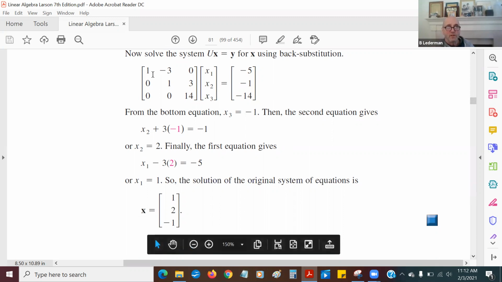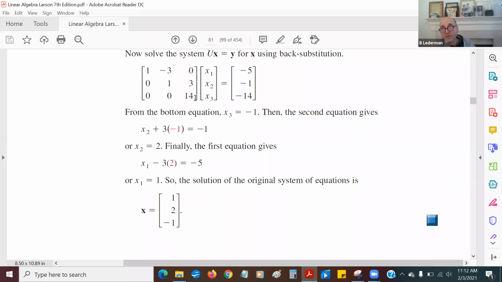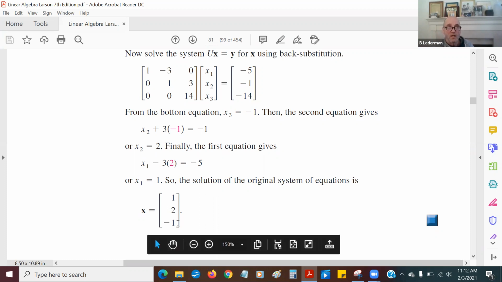Again, this is not row echelon form, but it's close enough. It's still very quick and easy, just like row echelon form is quick and easy. So now I have x. The column matrix x is 1, 2, -1, which is the solution to the original equation. So 1, 2, -1.